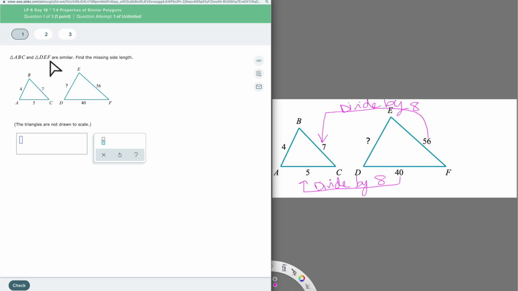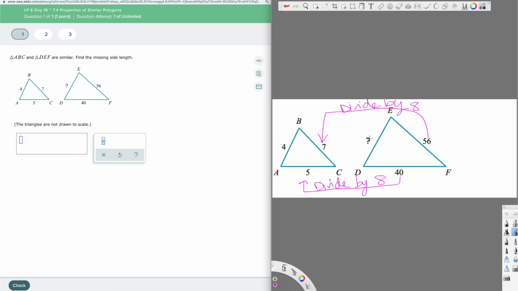So make sure you're paying attention to that order, because sometimes they do reverse the triangles, so just pay attention there. So we're going to do the same thing on this guy. We would divide by 8. Well, they're not giving us the larger number here. So instead of dividing by 8, I can do the opposite. If this way is dividing, well then if I go backwards, I'm going to multiply by 8.